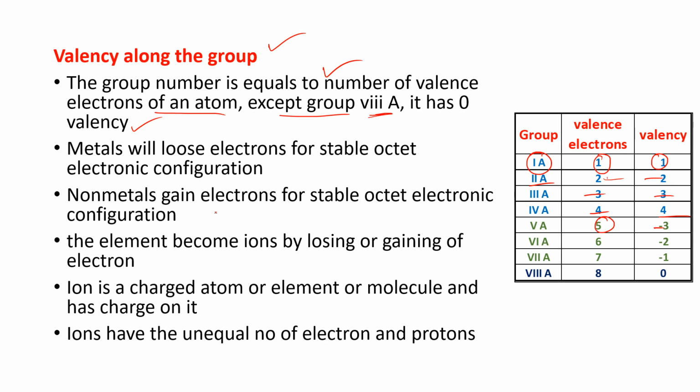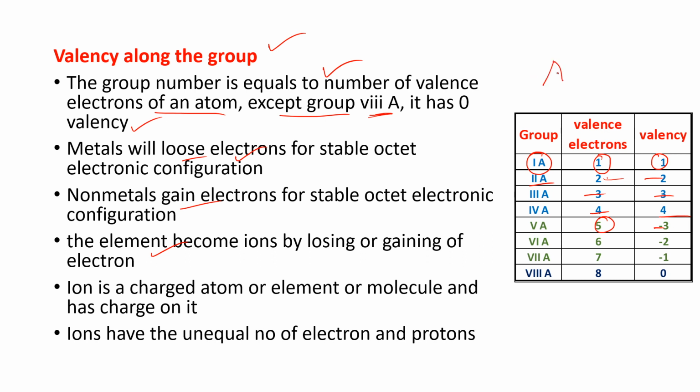Okay. So metals lose electrons for the stable octet electronic configuration. We will understand this sentence with the help of a diagram in the next slide. Non-metals gain electrons for stable electronic configuration, that also we will discuss in the next slide. So the element becomes ions by losing or gaining electrons. Ions are nothing but when the atom loses electrons, then it becomes an ion.